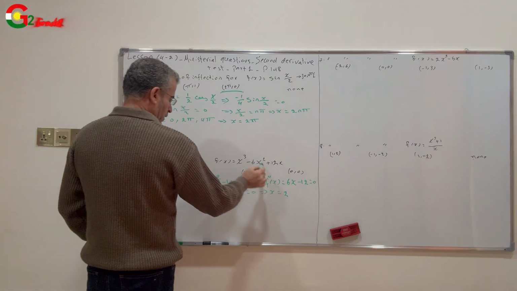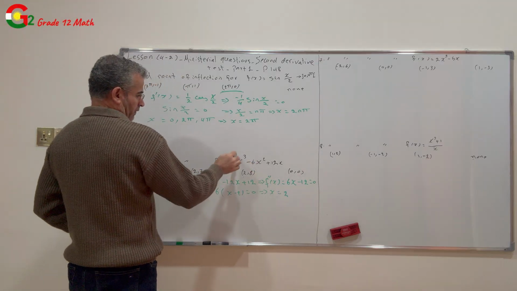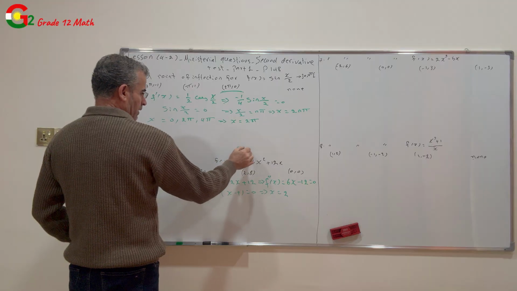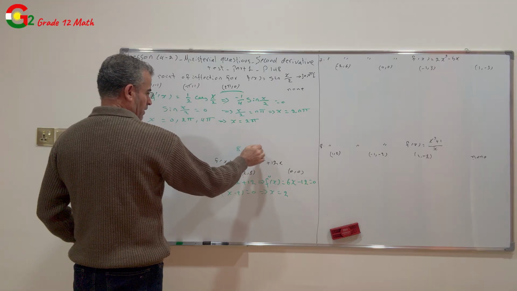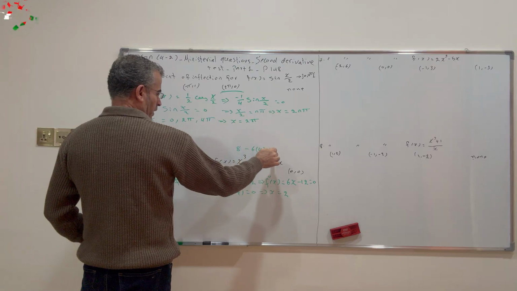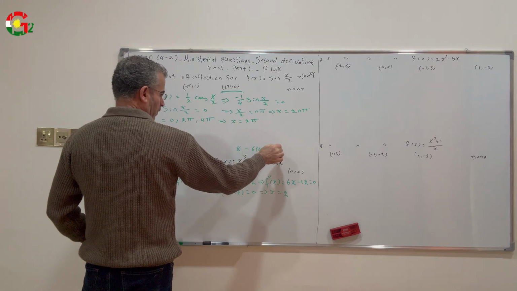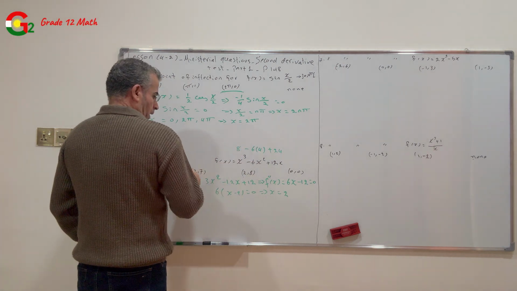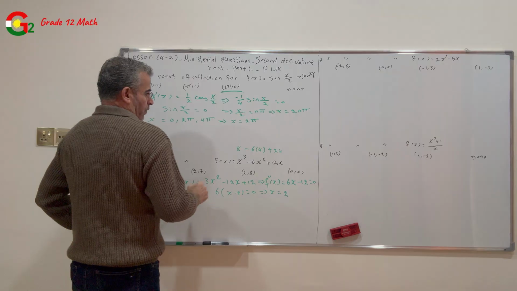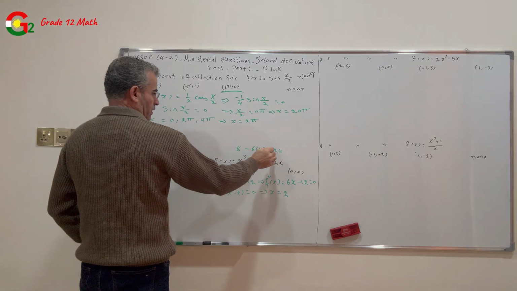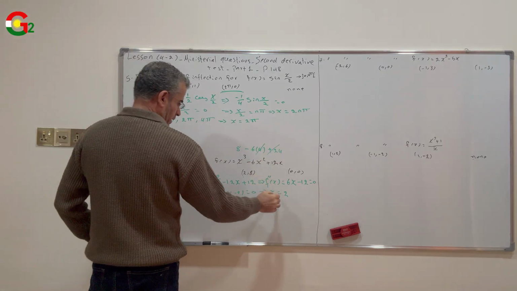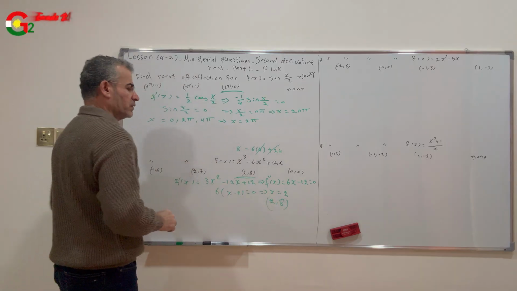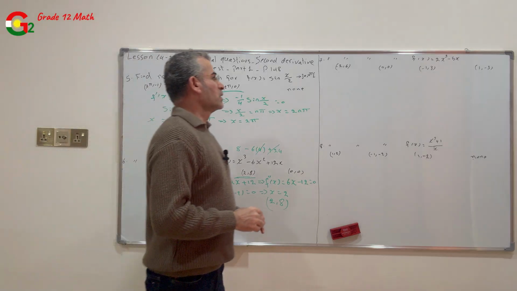Substitute 2 in the function to find the y coordinate. 2 times 2 cubed is 8, minus 6 times 4, plus 12 times 2, which is 24. So 8 minus 24 plus 24 equals 8. Then (2, 8) is the inflection point. Choice C.